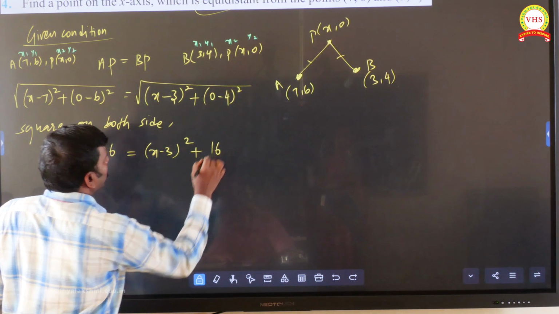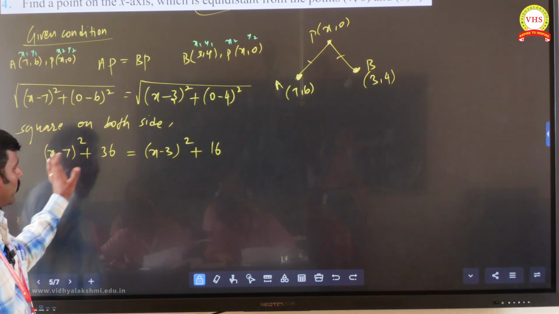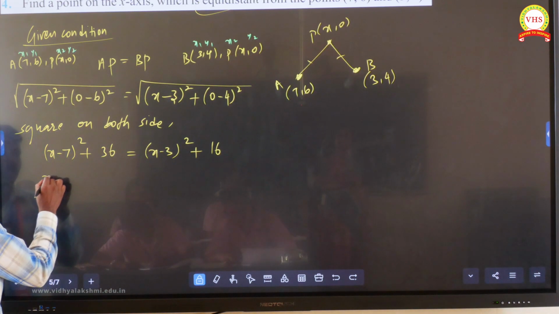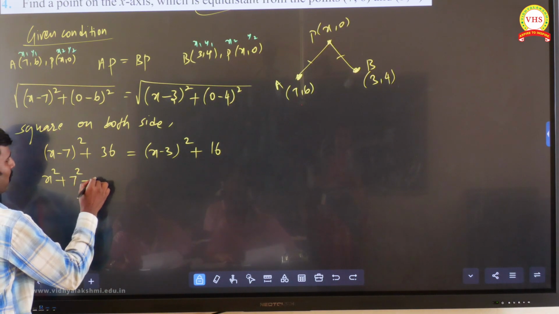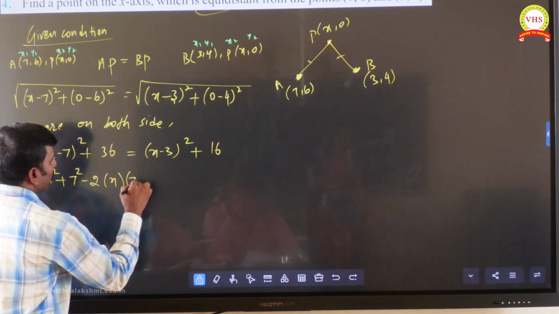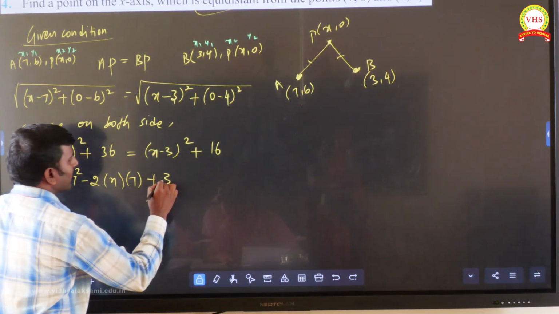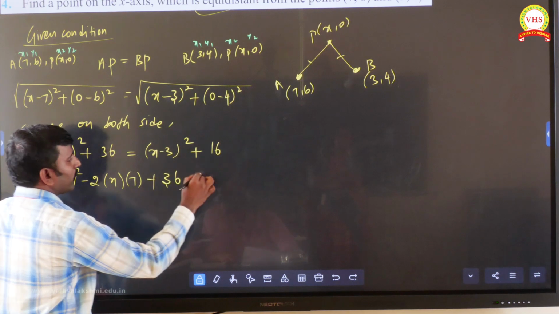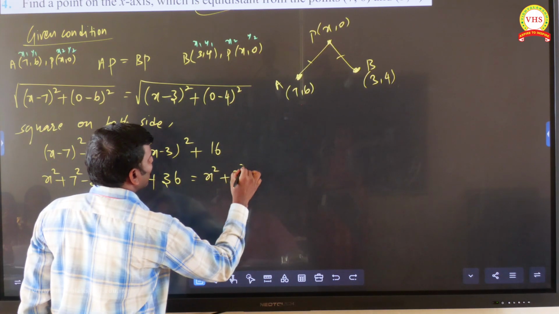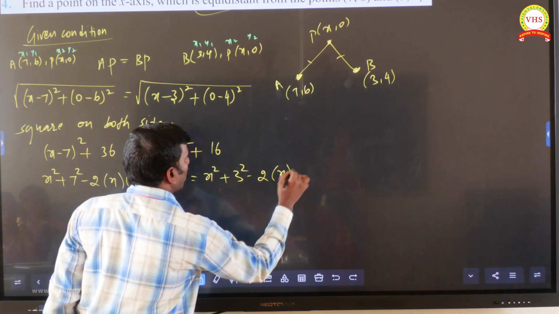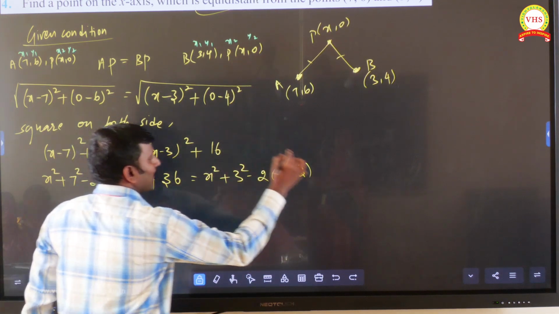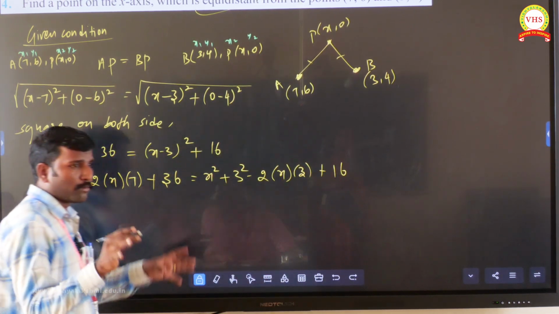4 square value, we know that is 16. For a minus b whole square we have to apply a square plus b square minus 2ab. So minus 2ab, 36 as it is. Like that here, a square plus b square minus 2ab, minus 2ab, 16 as it is. That's it. We have to simplify.